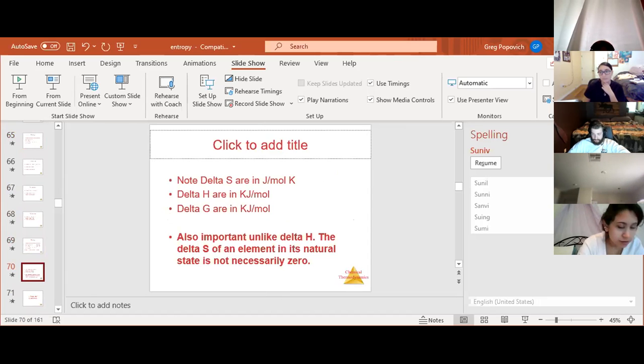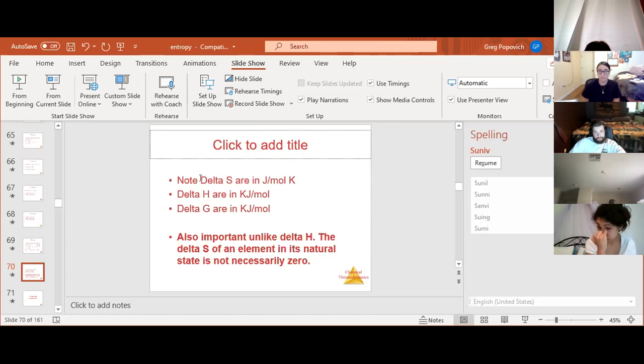All right, guys, one more slide. What I'm going to do is pull up an example from enthalpy. Remember, enthalpy is going to work the same way as entropy.